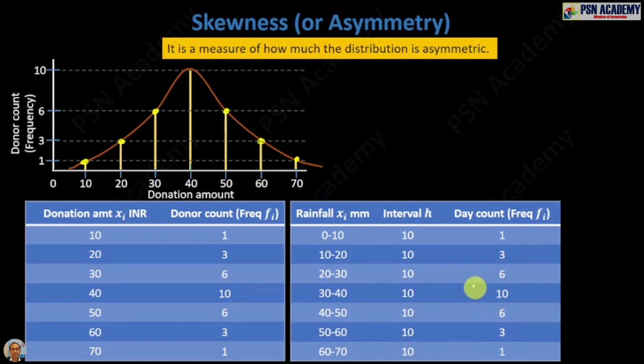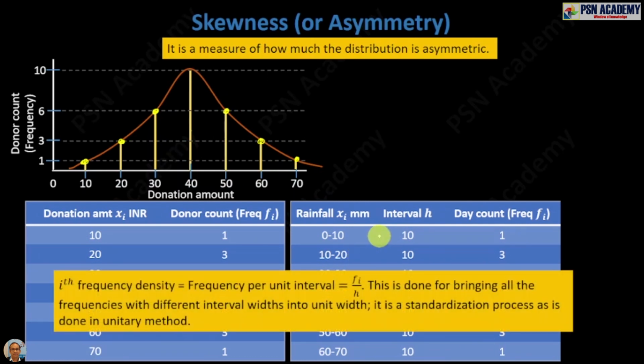Now, to handle this class intervals, we have to go for frequency density. Now, what is frequency density? It is nothing but the frequency per unit interval. That means you have 10 millimeter as your interval and you have a day count 1. Then for 1 millimeter, what will be the day count? That means 1 by 10 or 0.1.